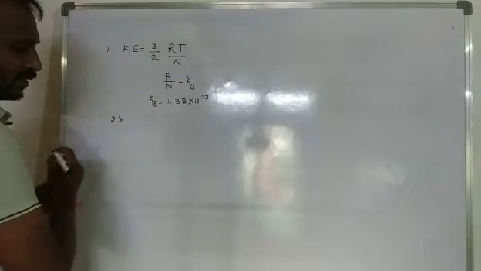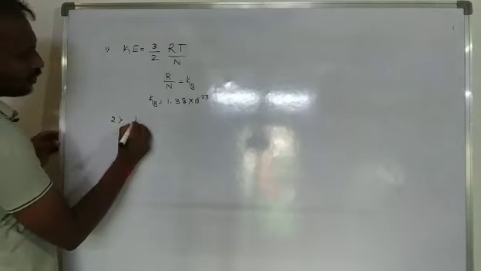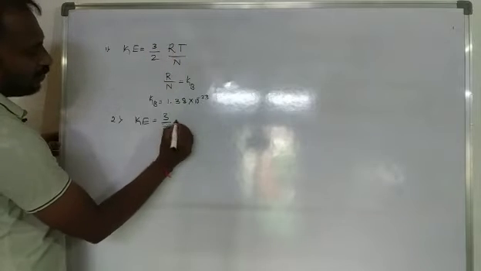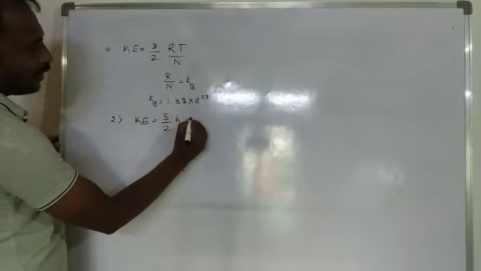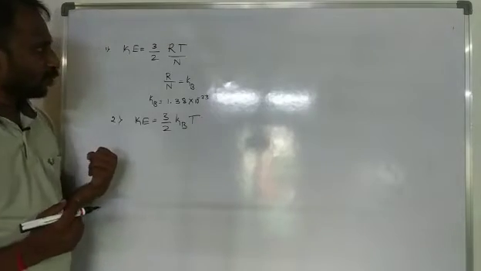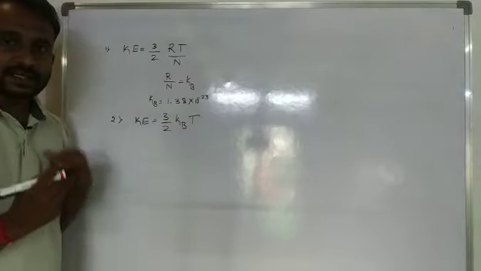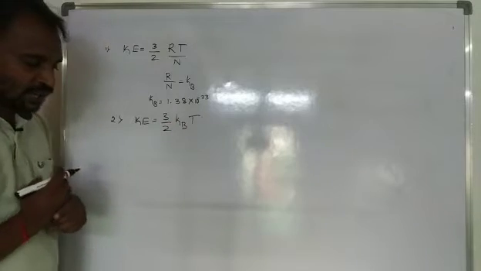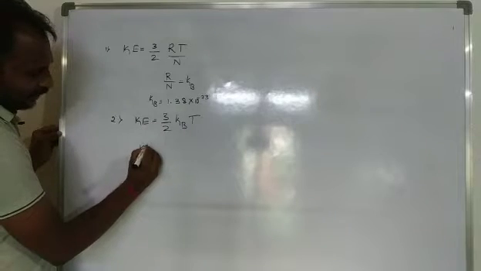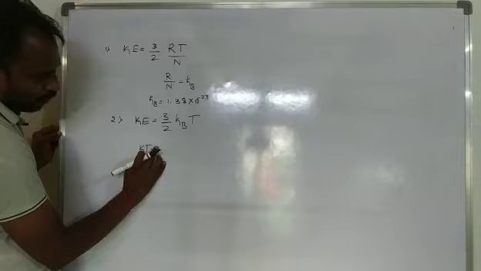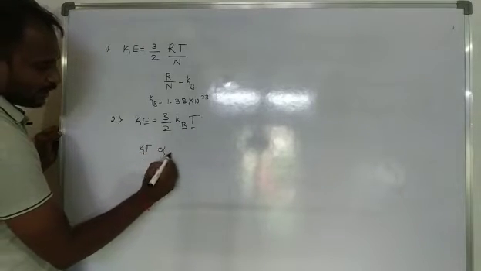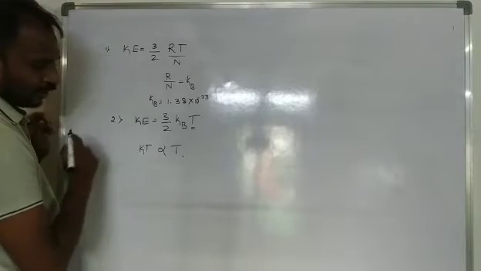The second one: kinetic energy is equal to 3/2 times R by N, which is the Boltzmann constant Kb, into absolute temperature. So this is another formula, where in place of R by N we use the Boltzmann constant. By using this formula, the kinetic energy is directly proportional to the absolute temperature.